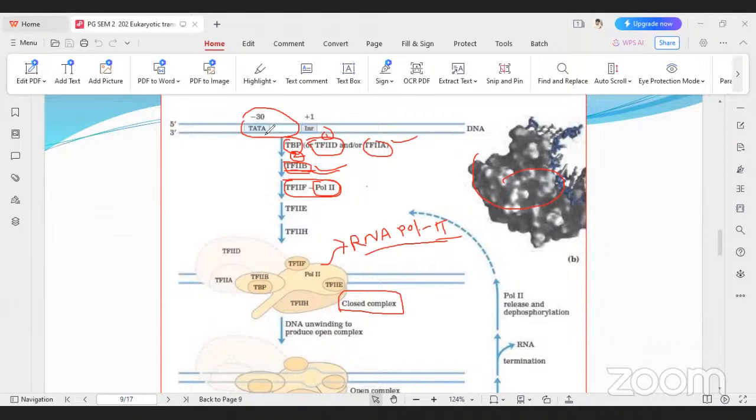Next, the orderly addition of transcription factor E, transcription factor H and J helps in initiation. So finally H and J. H joins later. So this order is very, very important.